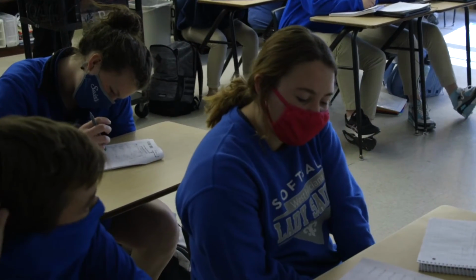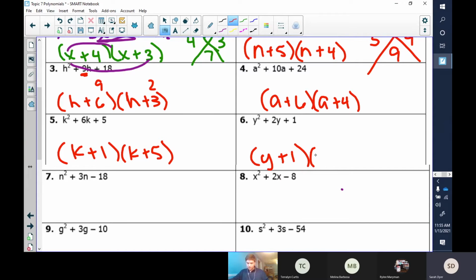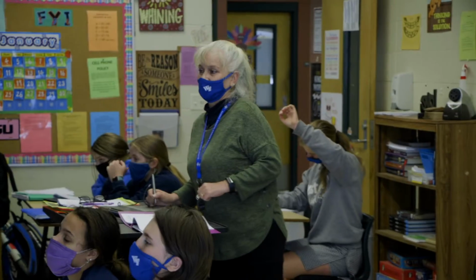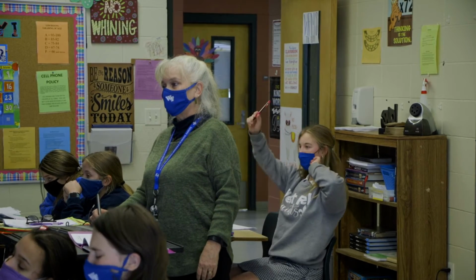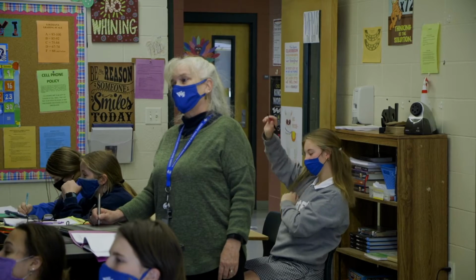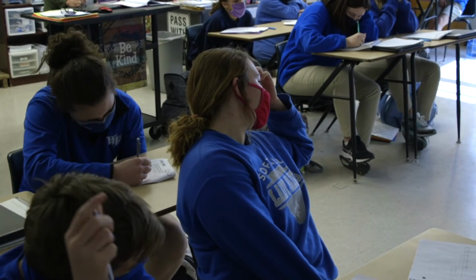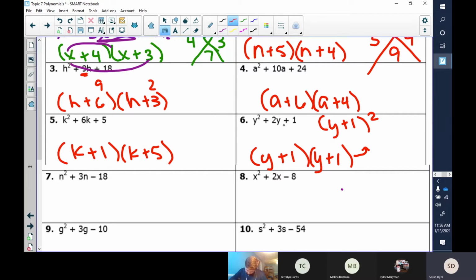And the last one, Amber? I said y plus 1 and y plus 1. Let's stop here for just a sec. What do you notice about those 2 binomial factors? They are the same, and that is true. Is there another way to express this then, Amber? In parentheses, y plus 1 to the power of 2. Squared. This is called a perfect square trinomial because the binomial factors are the same.